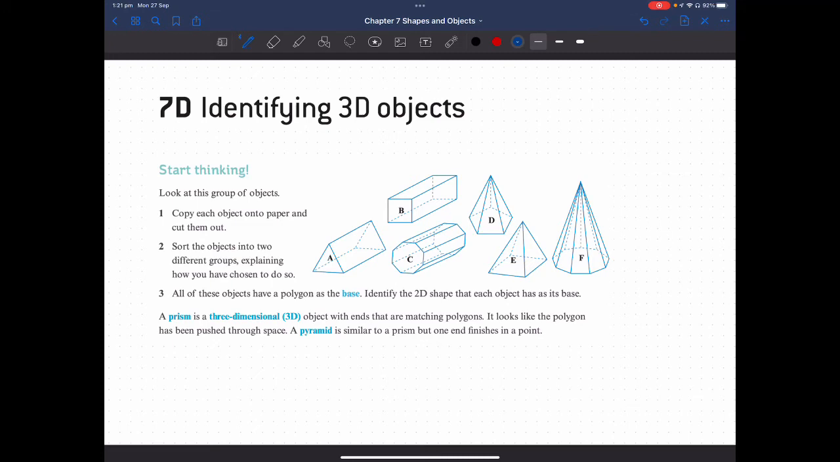In this video, we're going to be identifying 3D objects. You can see here on the Start Thinking, it says to us, look at this group of objects, A, B, C, D, E, and F. Copy each object onto paper and cut them out. We're obviously not going to do that. Sort the objects into two different groups explaining how you have chosen to do so.